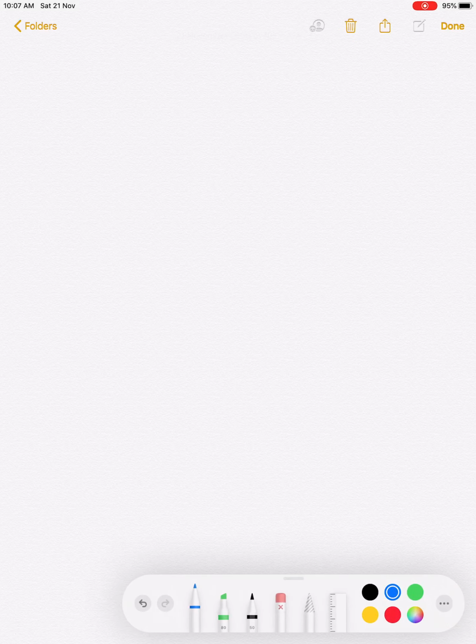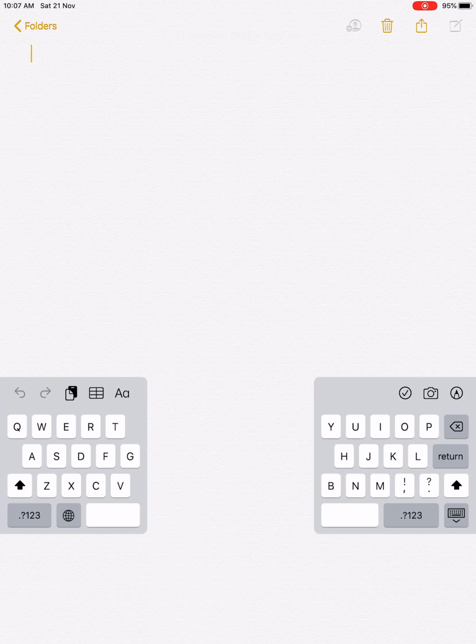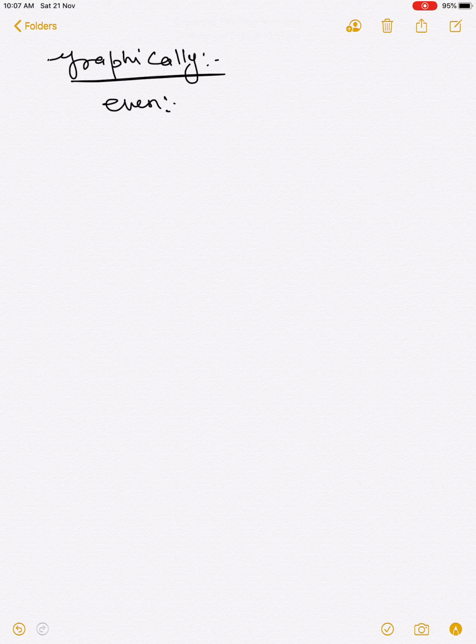For odd and even functions, what we have to do to check whether the function is odd or even, I will just do it graphically. For even, this is the simplest one. Just check that the graph is symmetric about the y-axis. This is the x-axis, this is the y-axis.